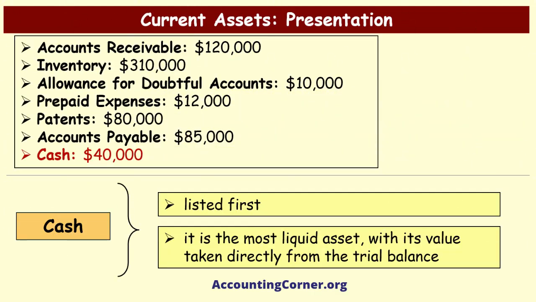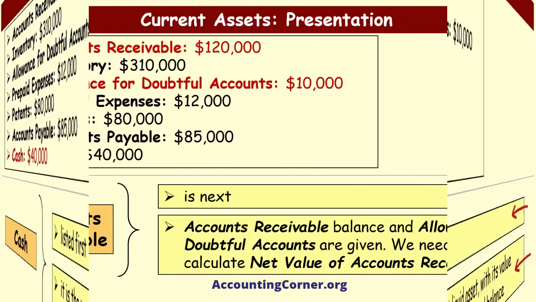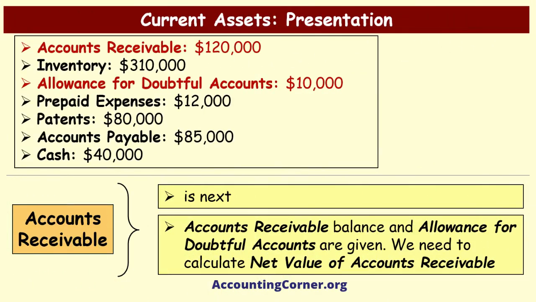Cash is listed first, since it is the most liquid asset, with its value taken directly from the trial balance. Accounts receivable is next. As you can see, the accounts receivable balance and allowance for doubtful accounts are given. Therefore, we need to calculate the net value of accounts receivable.